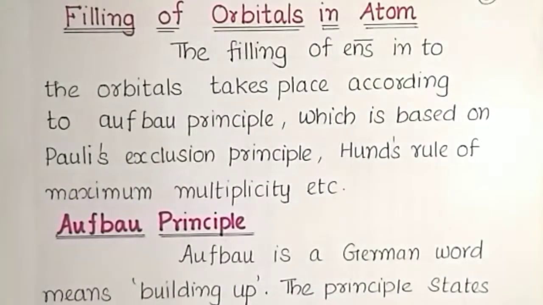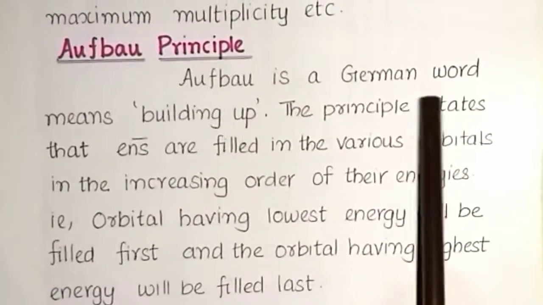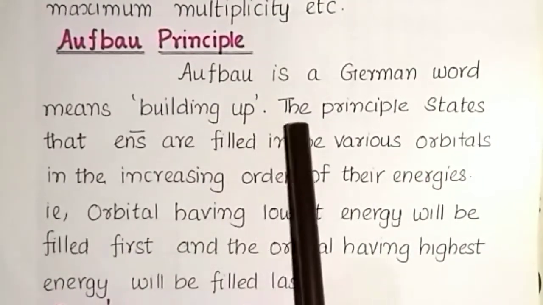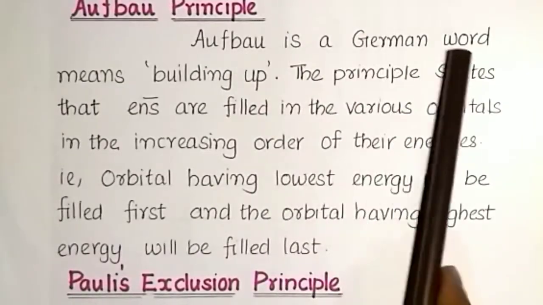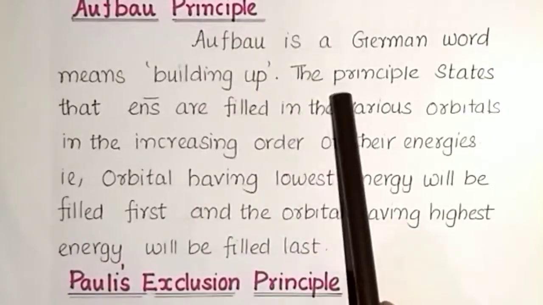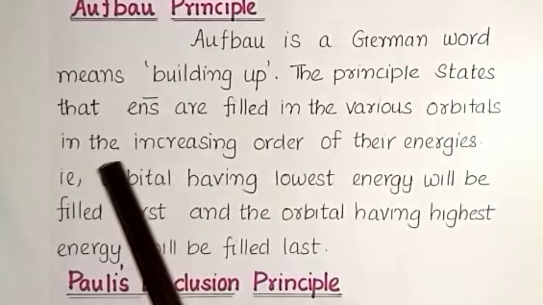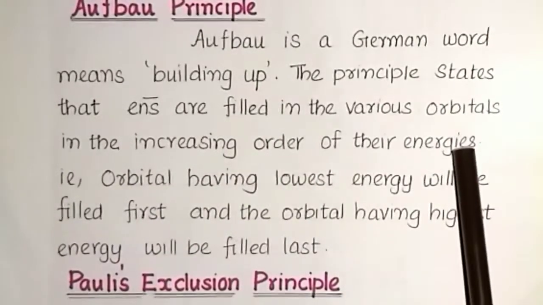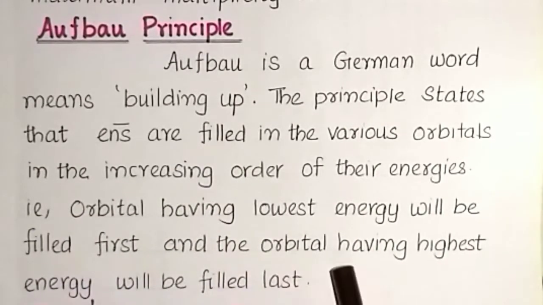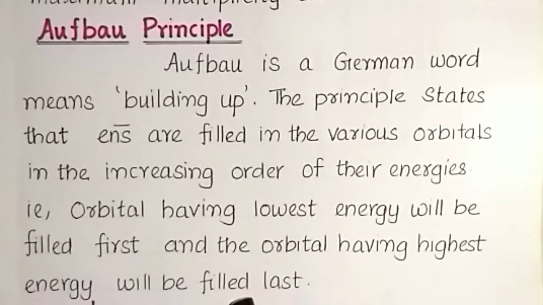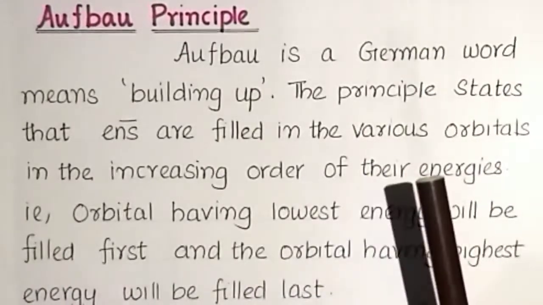First one, we studied about the Aufbau principle. Aufbau is a German word which means building up, so this principle is otherwise known as the building up principle. The principle states that the electrons are filled in various orbitals in the increasing order of their energies. The orbital with the lowest energy will be filled first, and then the orbitals having higher energy. So first the lowest energy, finally the highest energy orbitals are filled.